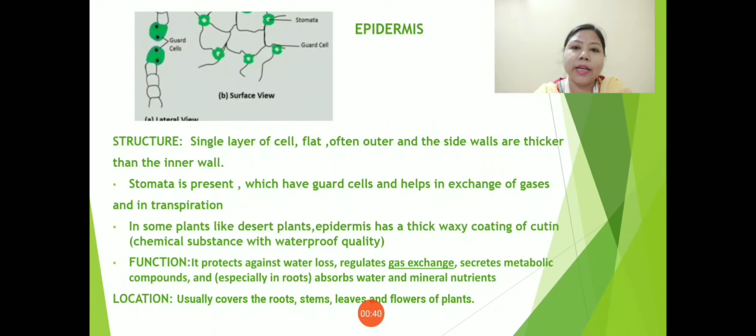In some plants like desert plants, the epidermis is covered by a waxy coating of cutin, which is a chemical substance and has a waterproof quality. The function of epidermis is to protect the plant. It protects the plant against water loss, mechanical injuries, and invading parasitic fungi. It also regulates the exchange of gas.